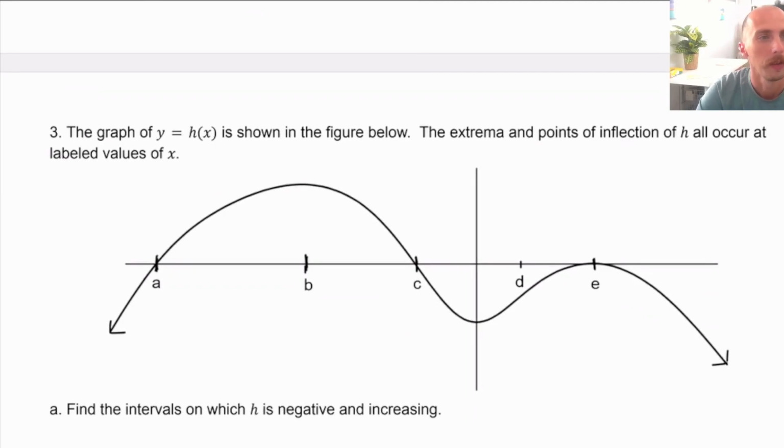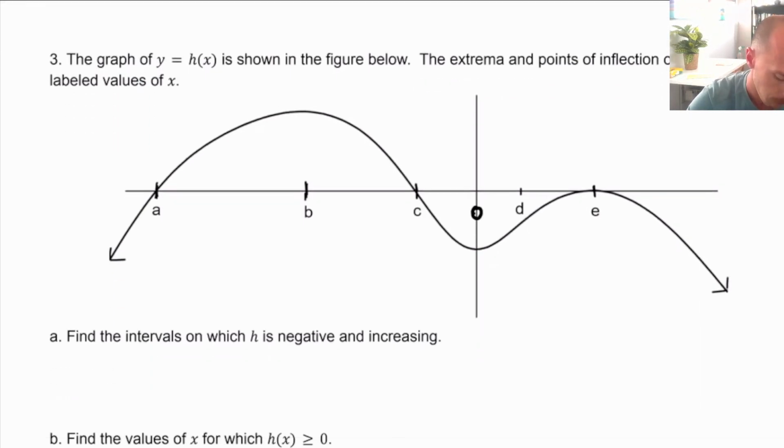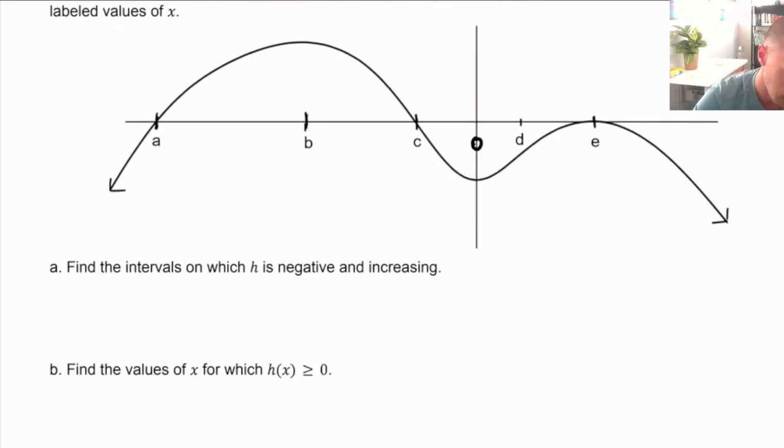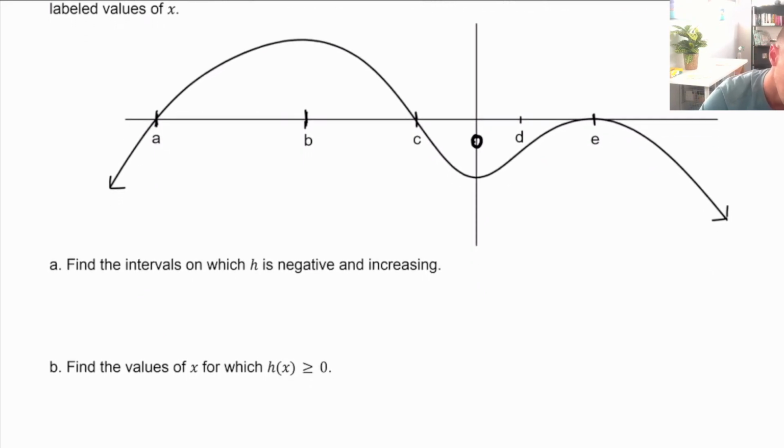Let's keep moving. Okay, so the graph of y equals h of x is shown in the figure. The extrema and points of inflection of h all occur at labeled values of x, like a, b, c, d, and e. And I will also point out x equals 0, a value we're going to need to use. So find intervals on which h is negative and increasing. Okay, we can do that. Negative and increasing would be through here. So I think that's going to be from 0 up to e.